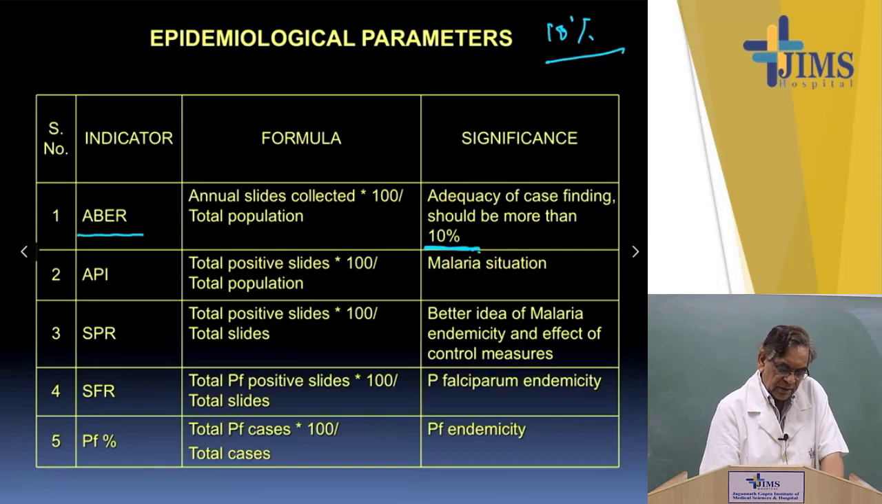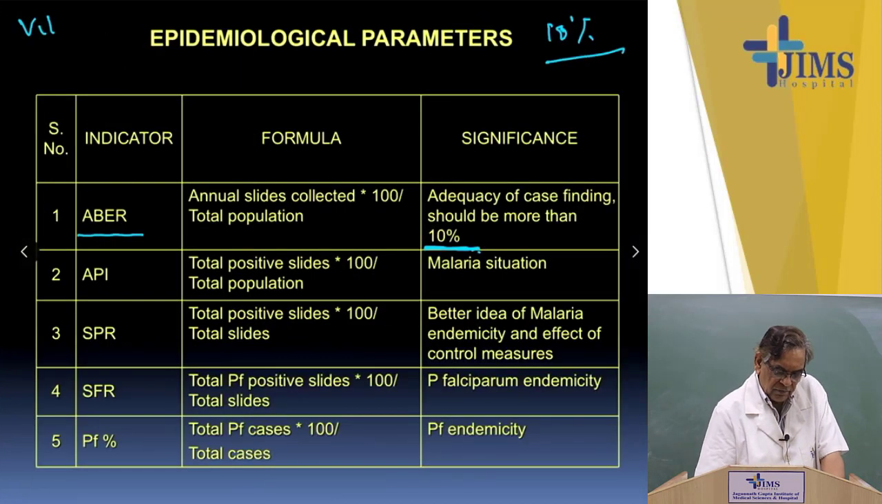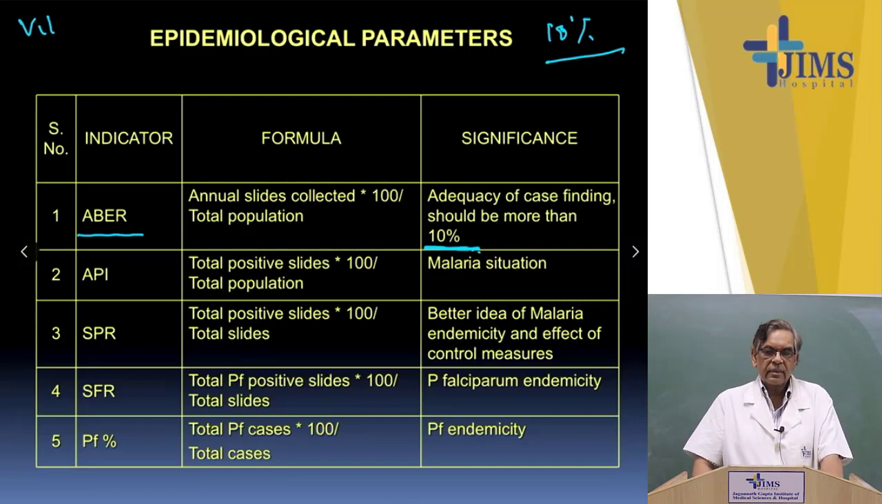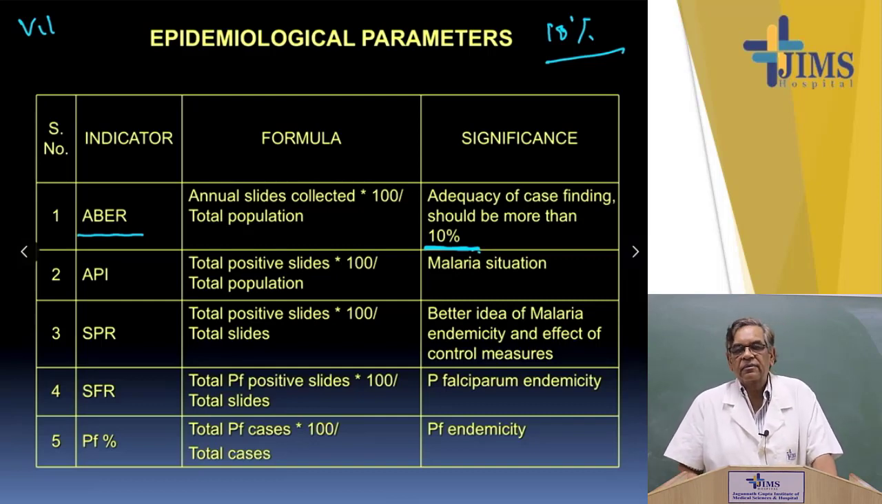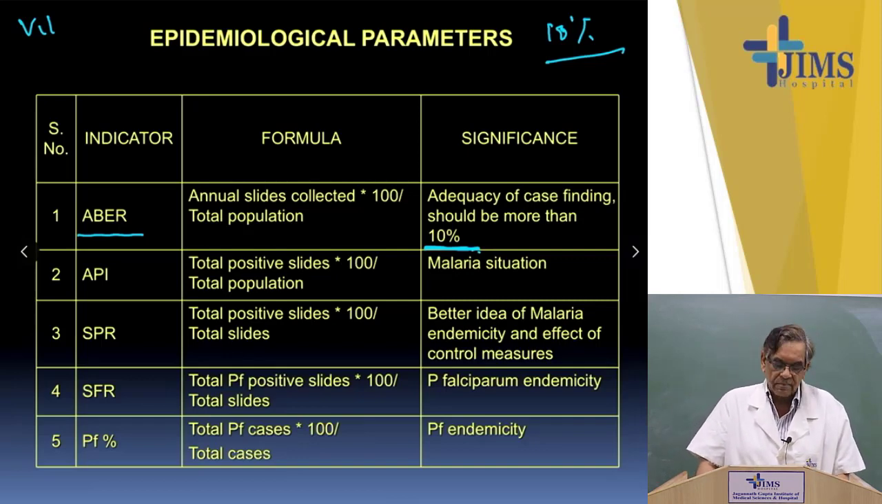Let us say there is a village having a population of 1,000. So in 1,000 village population, 10% fever cases will be 100. So 100 of the 1,000 population must have their blood slides examined every year. That gives you the annual blood examination rate.